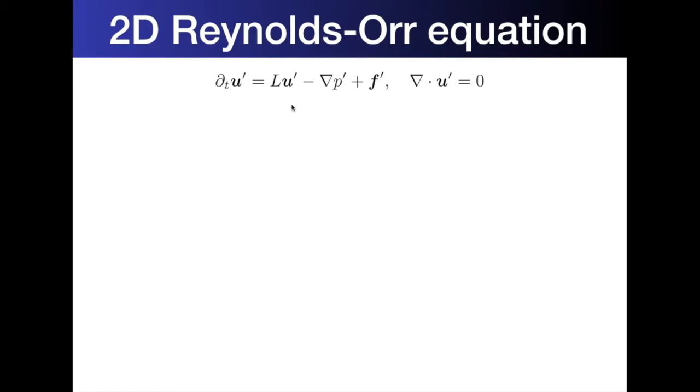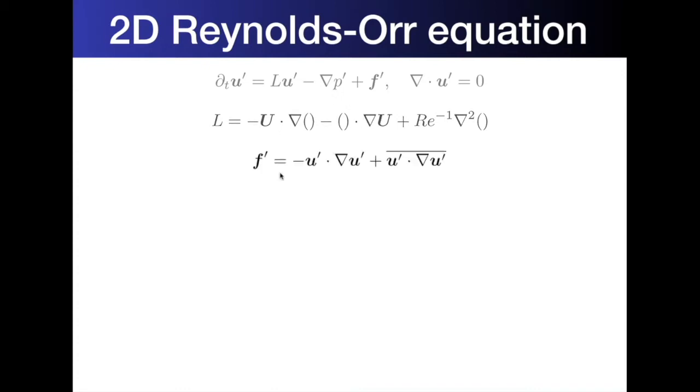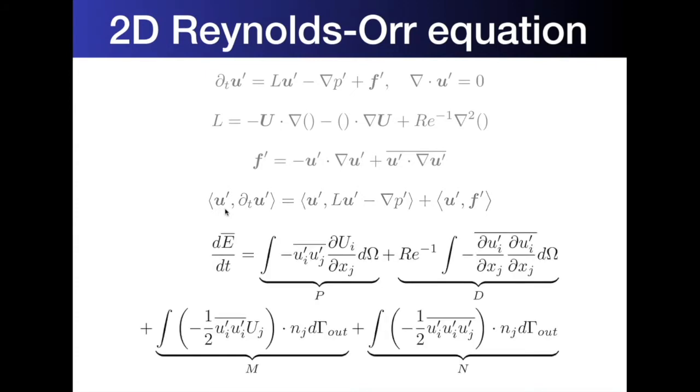We've written the Navier-Stokes equations in this form just so that we have L containing the linear terms that don't have pressure in them, and F is the nonlinear terms, which is sometimes called the nonlinear forcing in resolvent analysis. We're just going to take the inner product of the top equation with respect to u prime. And this is what is known as the 2D Reynolds-Orr equation that's discussed a bit in Symon and Henningson.